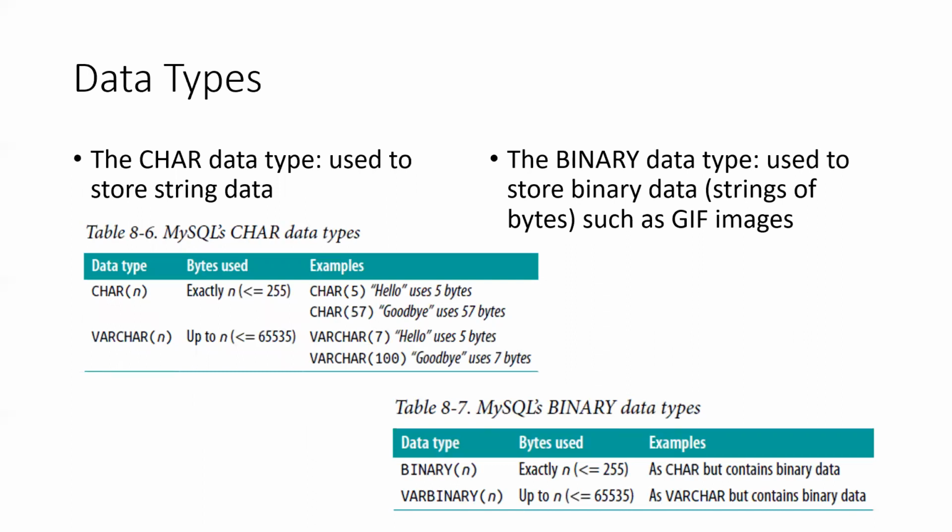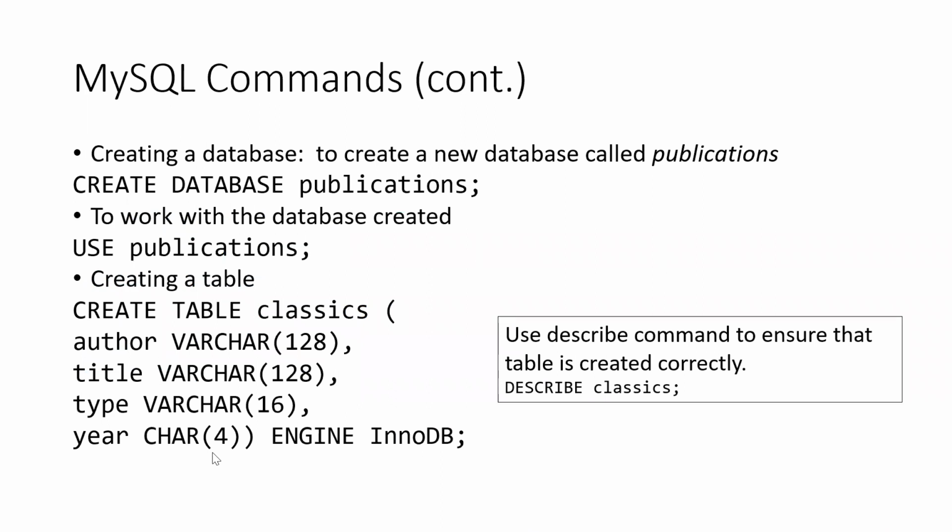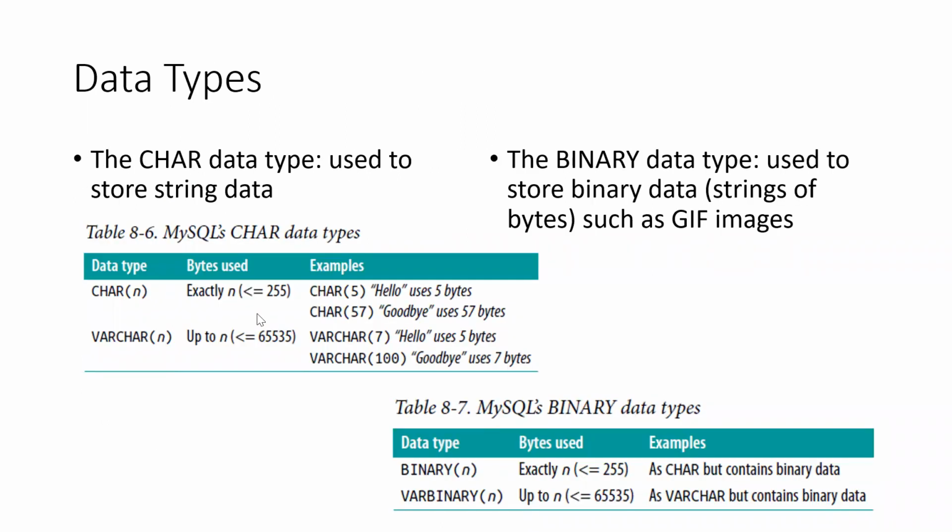Okay. Now the data types. I think we have just discussed this. Now, for example, when you say char n, we specify the length. Earlier, previously, we have seen 4. The number of bytes used is exactly n. For year, we specified char 4, which means it uses 4 bytes, right? Got the point?